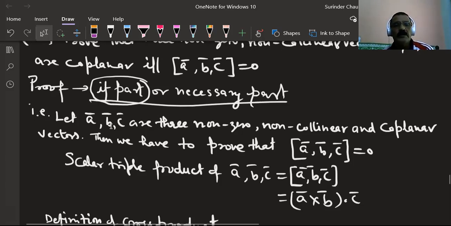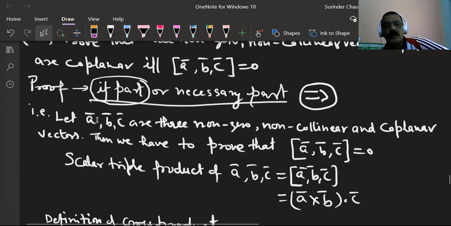The necessary part: we suppose that ABC are three non-zero and non-collinear coplanar vectors. Then what do we have to prove? That their scalar product equals 0. So let us suppose the scalar product of three vectors ABC is equal to this. By definition, this will become this.